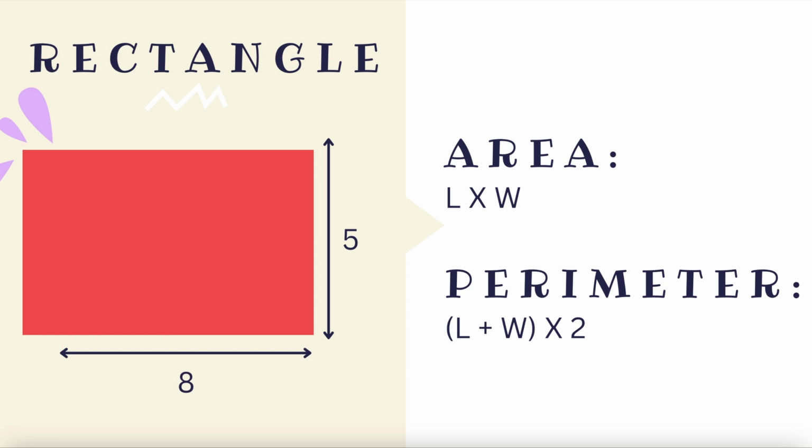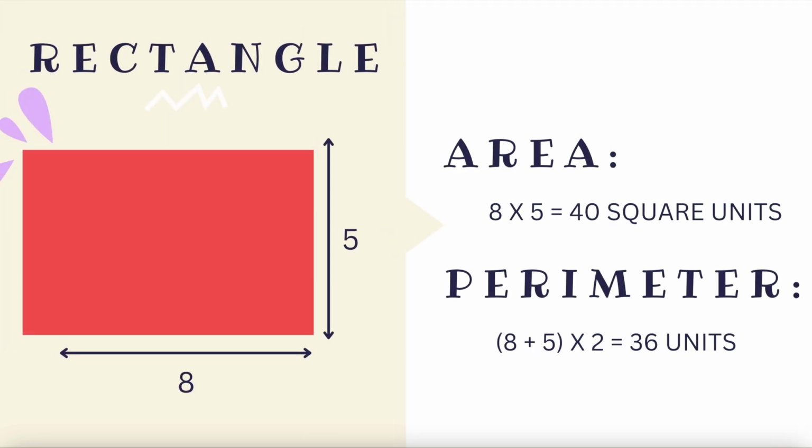Now we're looking at a rectangle. We have to remember our area and perimeter formulas. And we have our length and our width given to us. Our length is 8, and our width is 5. Let's take a look at what that looks like with the numbers plugged in.